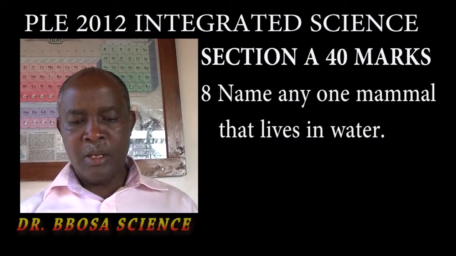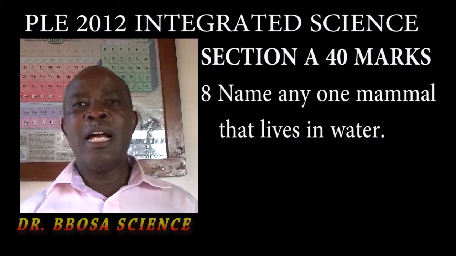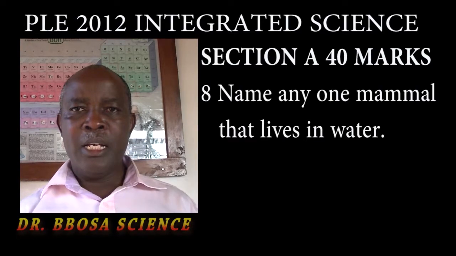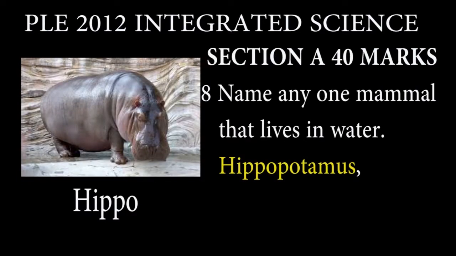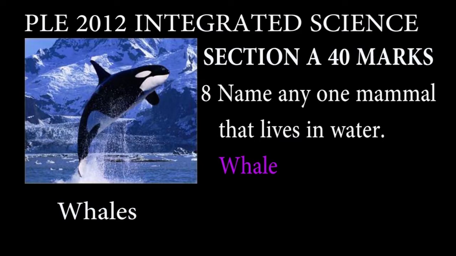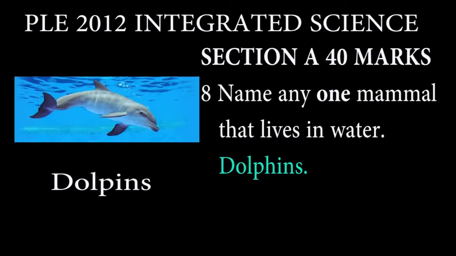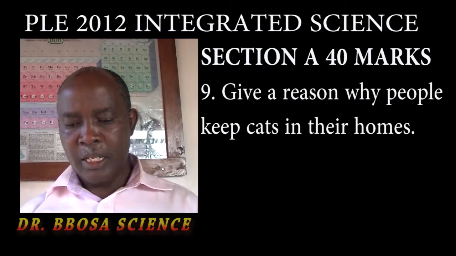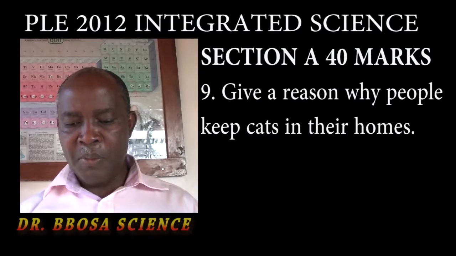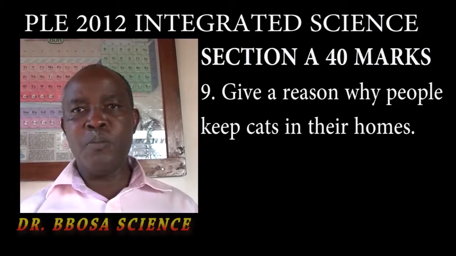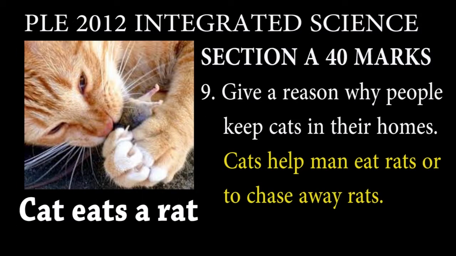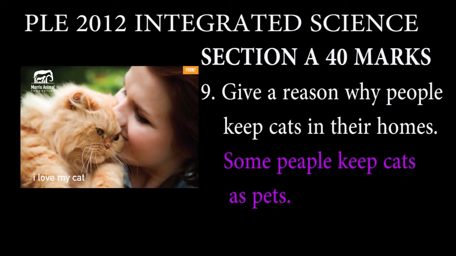Number 8. Name any one mammal that lives in water. It can be hippopotamus, whale, or dolphin. Number 9. Give a reason why people keep cats in a home. Cats help man to eat rats or to chase away rats. Some people keep cats as pets.